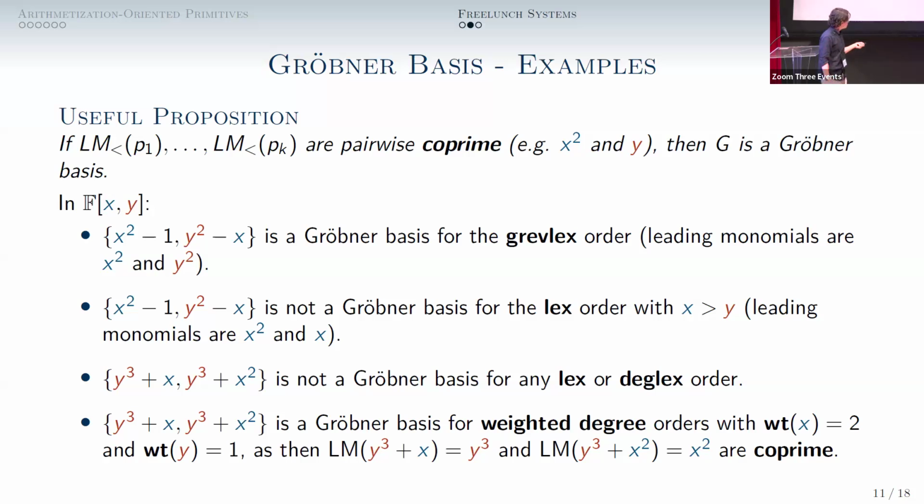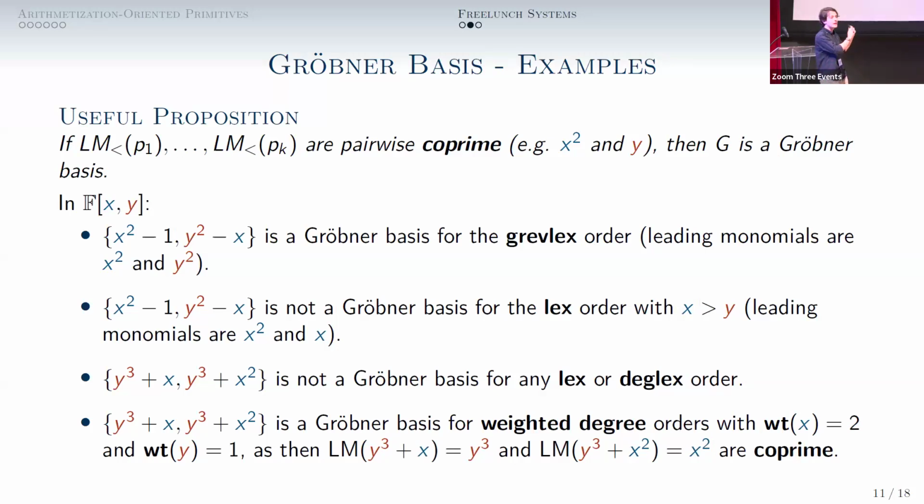cryptanalysis papers. And what you say is, I'm going to give a higher weight to x so that the leading monomials become y cubed and x squared. So for example, you could choose x has weight 2 and y has weight 1. And then you do end up with leading monomials y cubed and x squared. And because of the useful proposition, this is a Grobner basis.